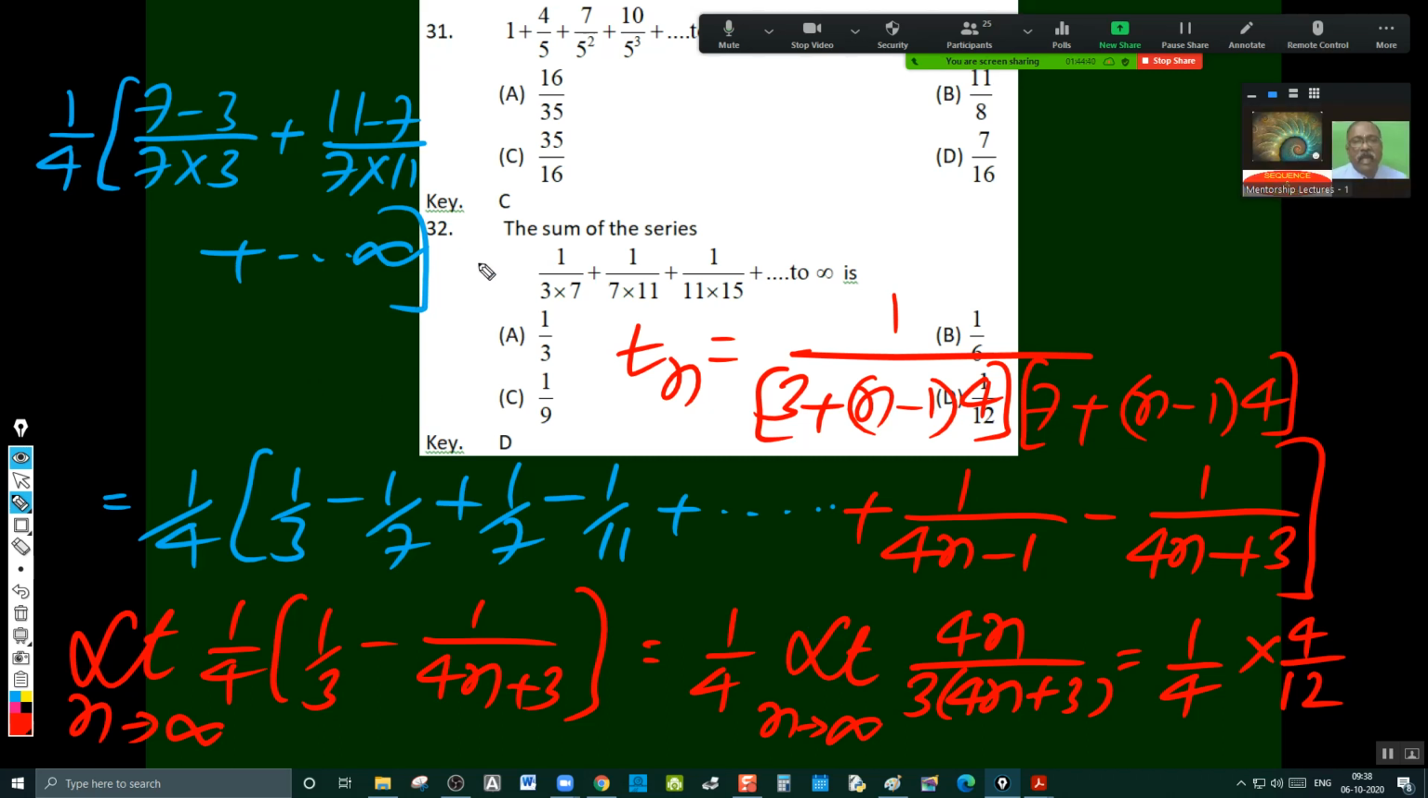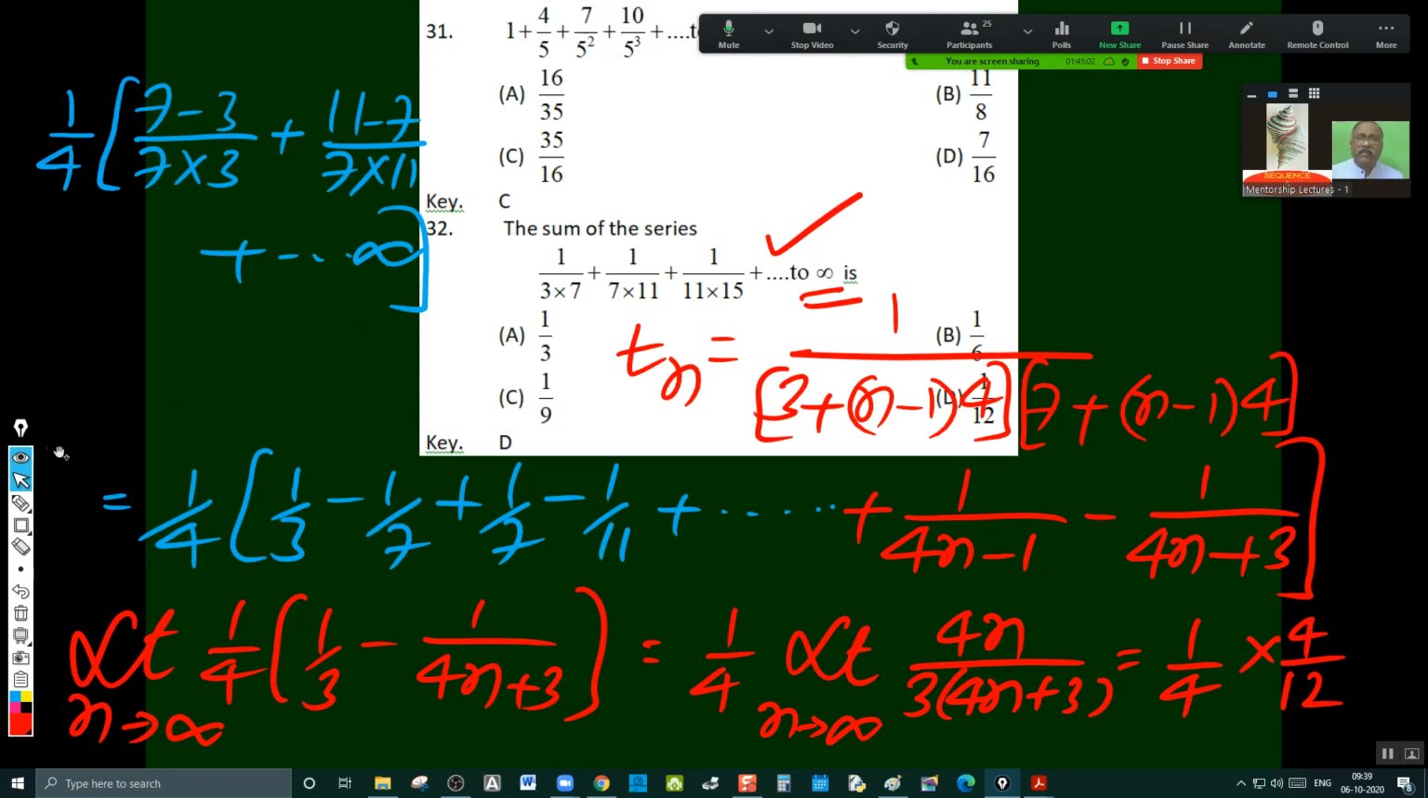I want to make one thing clear here. At a glance, you can recognize that it is a telescopic series, but infinity is given. That is the reason why I got the nth term and applied limit n tends to infinity. Thereby we got the answer. Okay? So you can apply that.